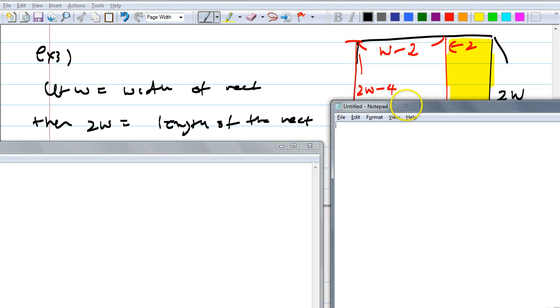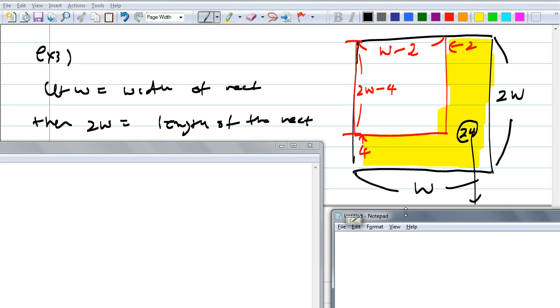Now, were you able to come up with this picture? Isn't this w by 2w, right? And isn't this being decreased by 4 for the length and 2 for the width, right? So notice, look at my new width. The new dimensions are w minus 2 and 2w minus 4, correct? Are we okay there? Questions? So only the shaded region is 24? Yes, only the shaded region is 24.